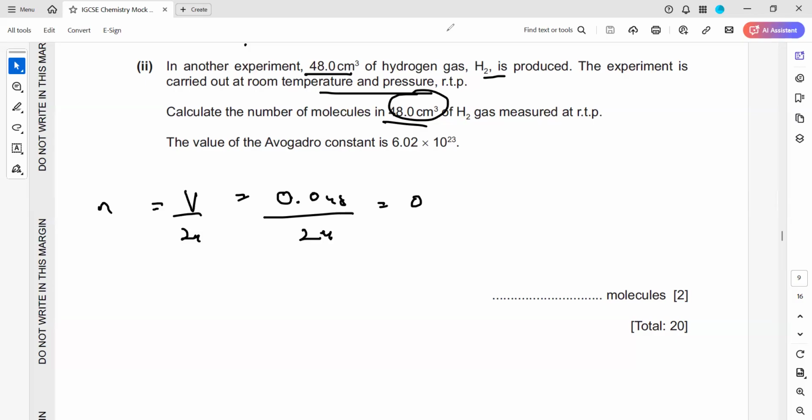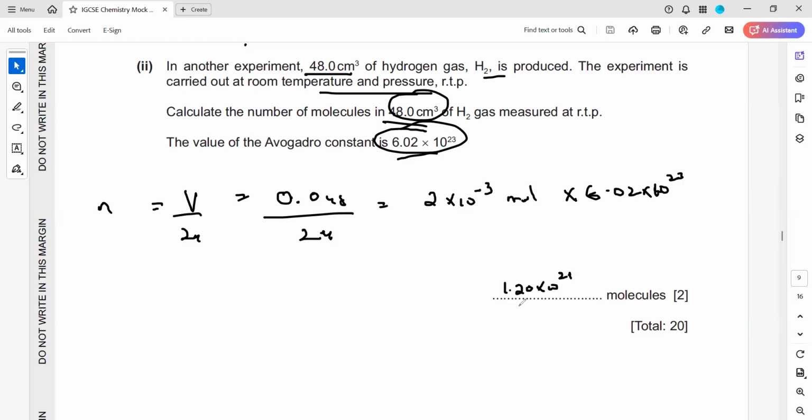What is the answer? 0.048 divided by 24 is 2 multiplied by 10 to the power minus 3 mole. But we need the number of particles. So whenever you need the number of particles, 1 mole contains this many particles. So you will multiply the moles by Avogadro's constant, 6.02 times 10 to the power 23. How many molecules? 1.204 times 10 to the power 21.